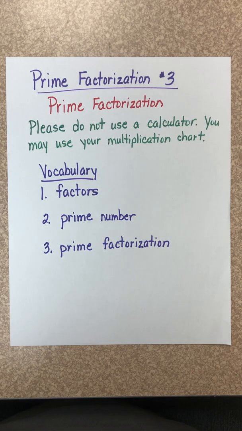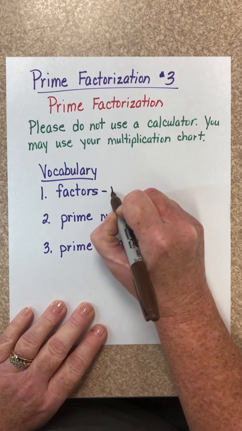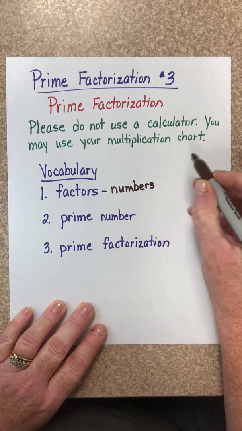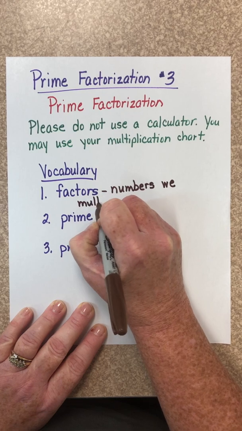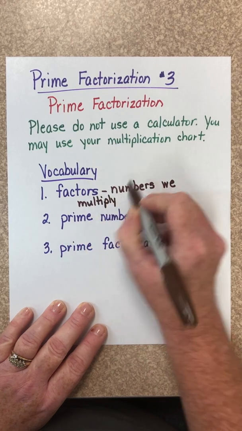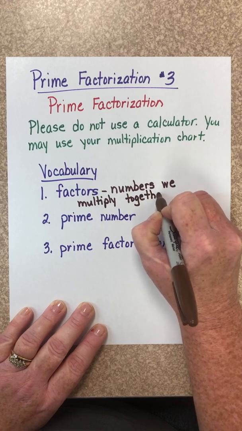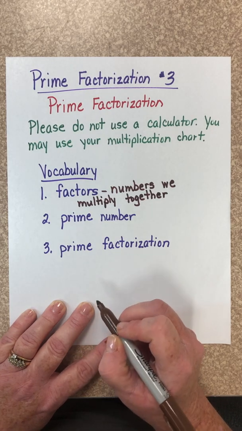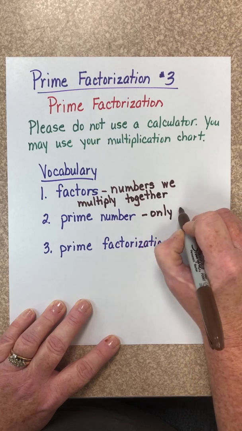Let's begin by looking at our vocabulary. First, we have factors. Remember that factors are numbers that we multiply together. A prime number is a number that has only 2 factors.